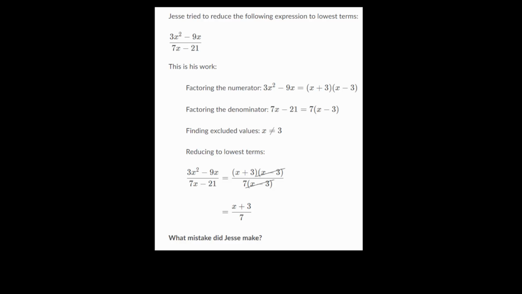For the next two problems, we're going to look at trying to find the error in someone else's work when they try to reduce these rational expressions. And so Jesse tried to reduce the following expression to lowest terms: 3x squared minus 9x over 7x minus 21. And this is his work.